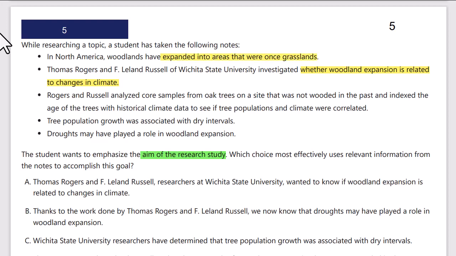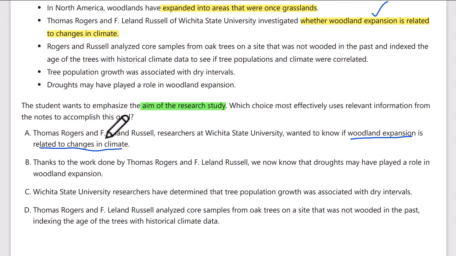So I'm going to find those 2 points in the answers. The correct answer, that is. Let's find which one it is. Rogers and Russell wanted to know if woodland expansion is related to changes in climate. Woodland expansion, that's exactly what the aim of the study is. This is probably going to be our answer. Let's just check B, C, and D.